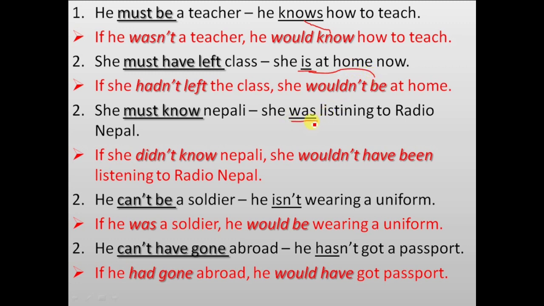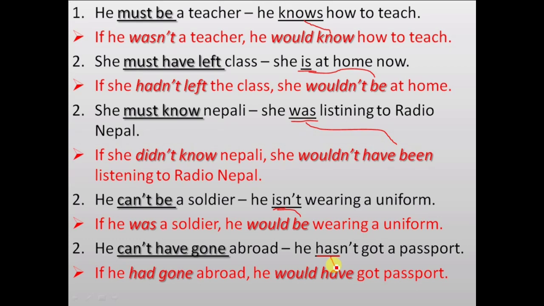Similarly, she was listening to Radio Nepal. Here was, and you know after would or would not, this was should be changed into have been, so would not have been. Similarly, he is not wearing a uniform. See, here is, and you know is should be changed into be after would or would not. Similarly, he has not got a passport. So here is has, and you know has should be changed into have in its v1 form because it is in present. So would or would not have.